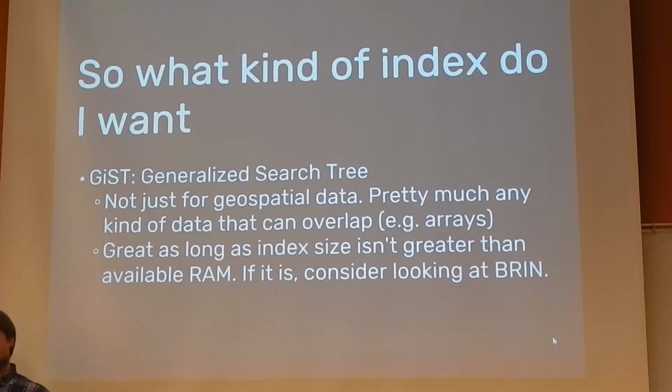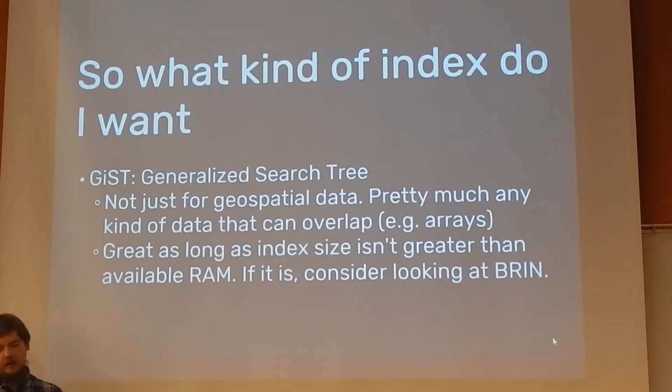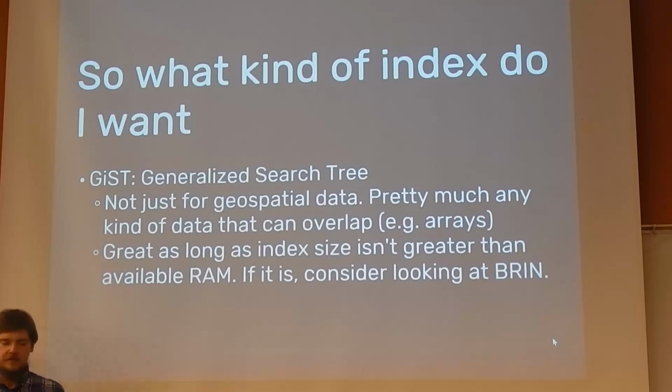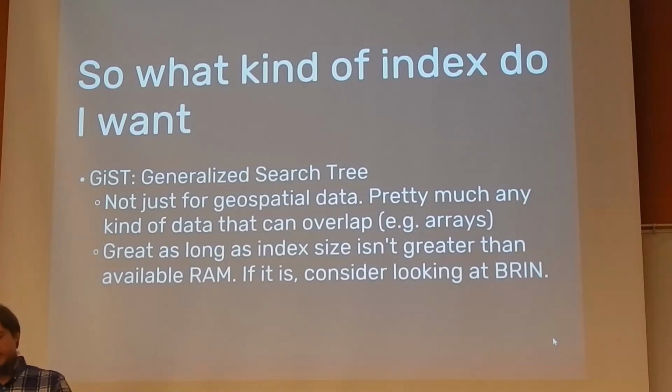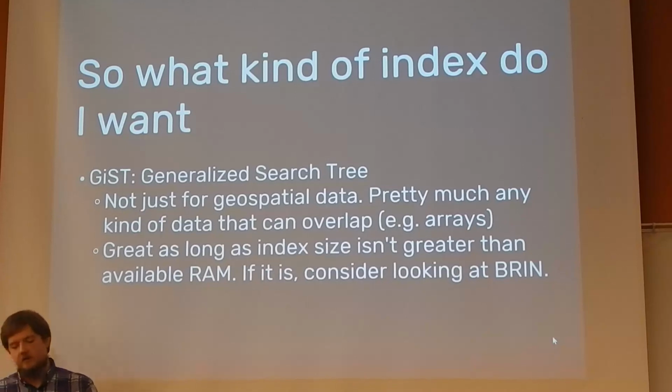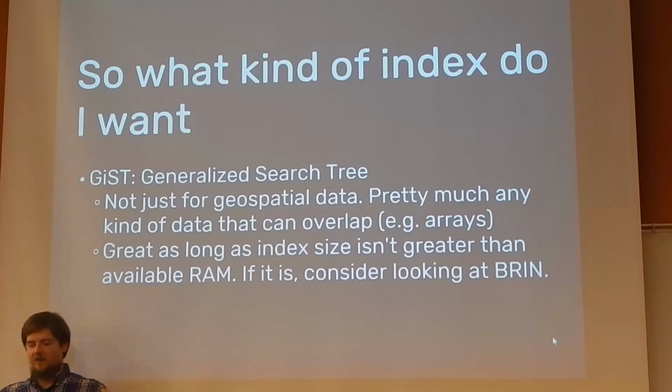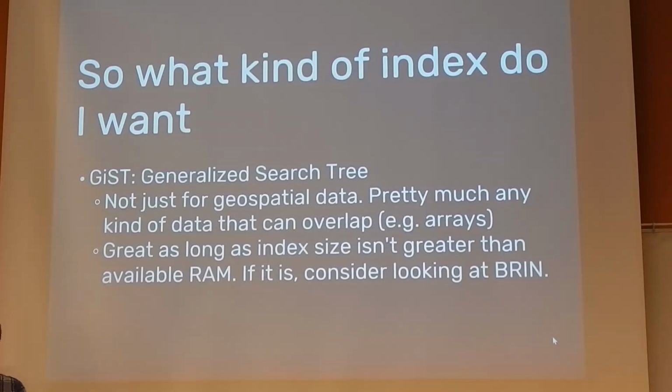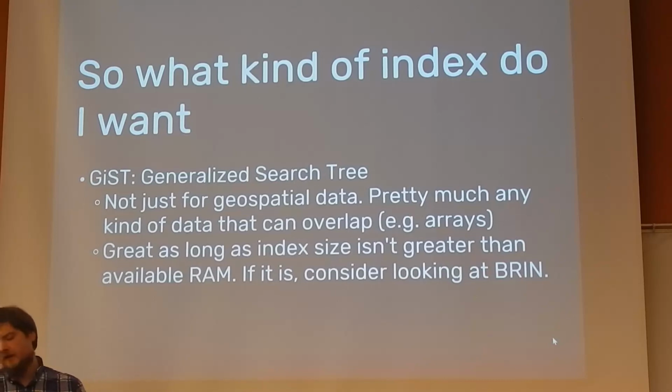For geospatial data, the best one for most people is called a generalized search tree, or GiST. It's not just for geospatial data, but pretty much any kind of data that overlaps. Most of the time it's great, as long as your index size isn't greater than the available RAM you have. Once that happens, you either need to increase the RAM, or there's another kind of index, really similar, called BRIN.